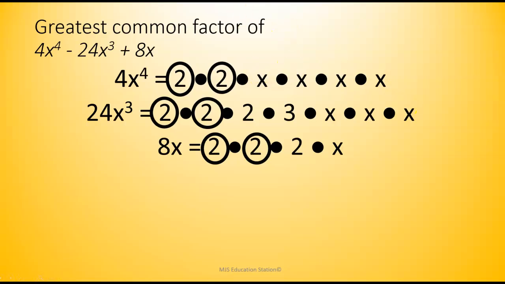What I usually will do is look at these numbers. I've got 4, 24, and 8. And I'm going to say, okay, what's the biggest number I can divide by? I normally take the smallest number, which would be 4, and say, okay, can I divide 24 by 4? Yes. 8 by 4? Yes. So 4 would be my number. And then I would look at my x. So I've got x to the fourth, x to the third, and x. So I can only take at most one x.